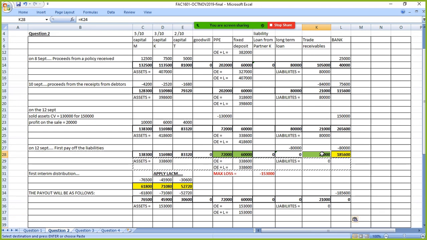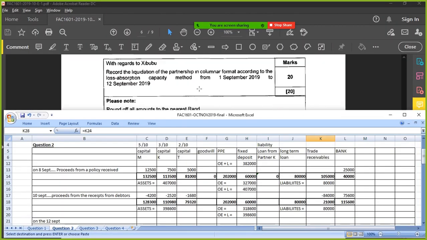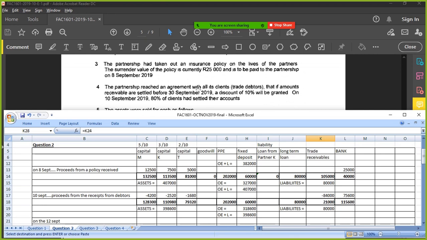No, no, you can't write it off. Yeah, they didn't say the rest was written off. They just said let's go back and read it again. The party reached agreement with its clients that if amounts receivable are settled before, a discount will be granted. On the first 80% of the clients settled. Yeah, there's no mention there about the write-off.